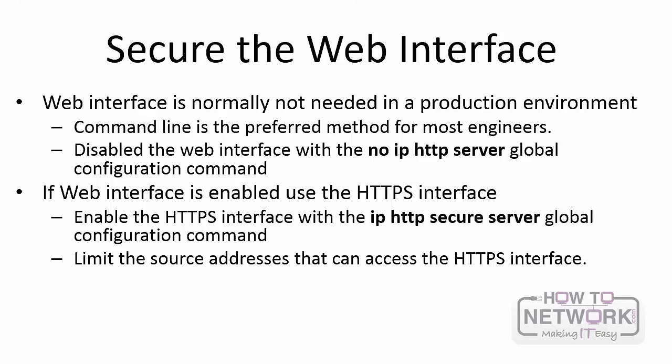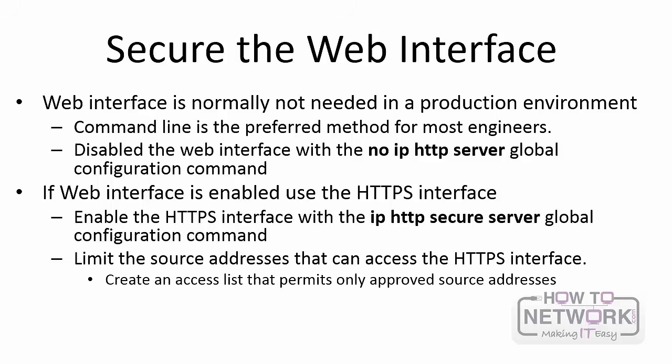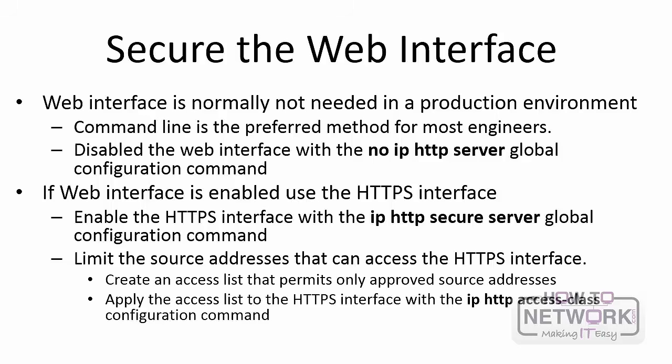HTTPS access, you'll want to limit who can actually access that web page. And you would do that using the ip http access-class configuration command, where you would actually specify an access list that would only permit source IPs from the subnet specified to access the switch web page.